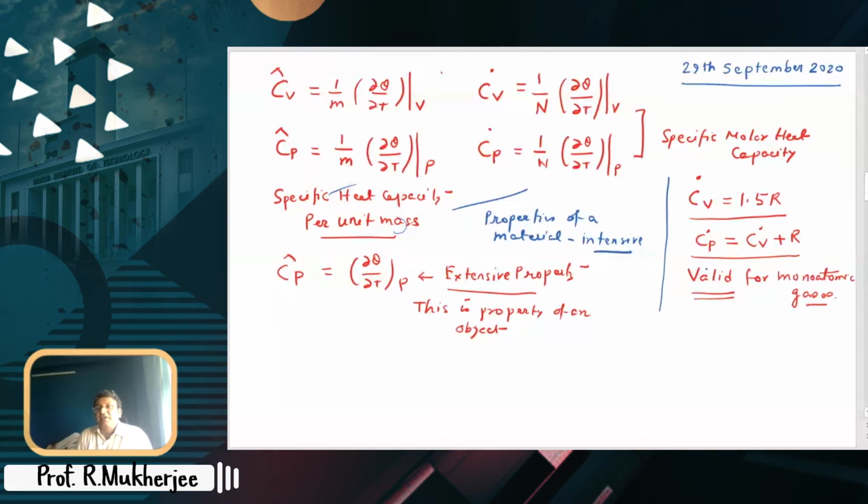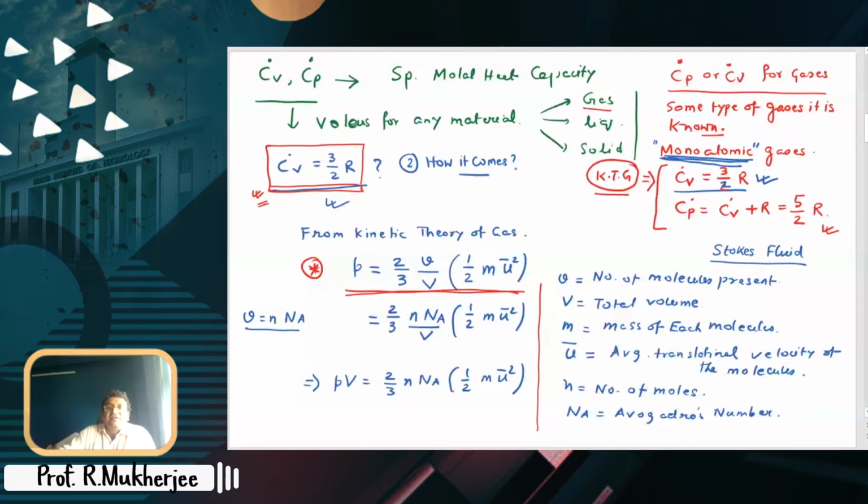Coming back, these relations are valid for monoatomic gases, right? Remember that. If anybody has a doubt in the derivation, I can quickly run through it. Otherwise, I will skip it. You can just refer to the previous day's notes. It's quite nicely done. I did not mess up much. So this is the only relation that we need from the kinetic theory of gases. So you get this, and essentially this is the number of molecules present, this is the total volume, and this is the average translational kinetic energy of each molecule.